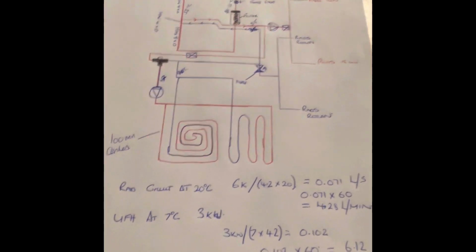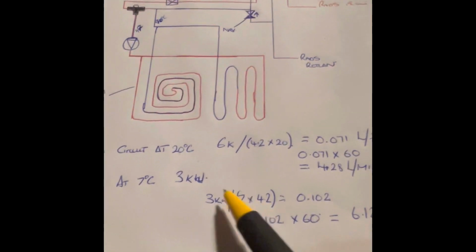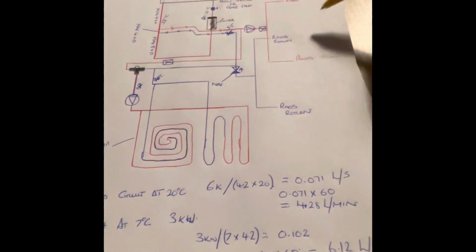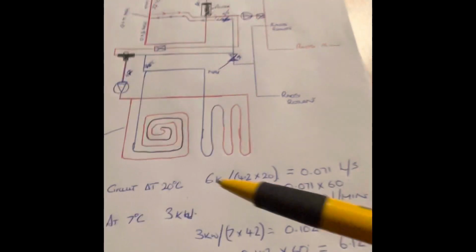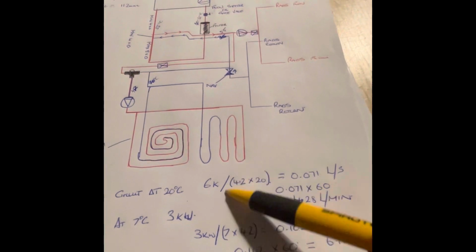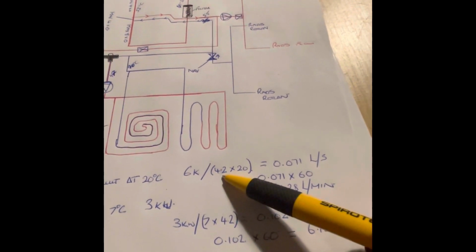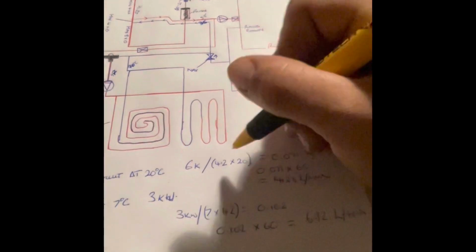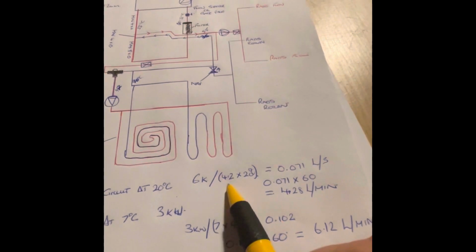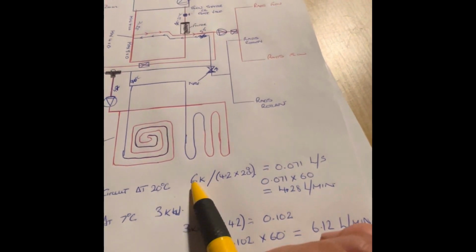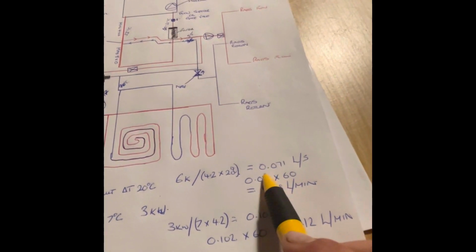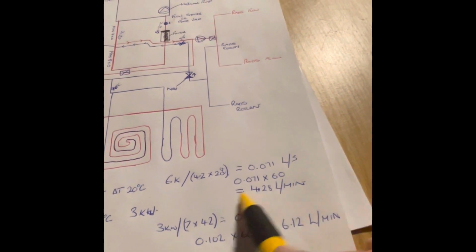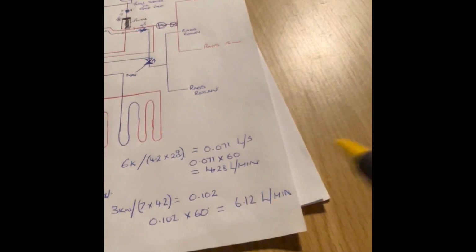So a quick way of working out your flow rates is you've got the kilowatts. Let's say we've got a heat load of 6 kilowatts for our radiators. We take our 6 kilowatts and divide that by 4.2, which is the specific heat capacity of water, and 20 degrees C, which is our DT. We multiply them together first and then divide 6 by that, which gives us an answer of 0.071 litres per second. We want litres per minute, so we times that by 60, which gives us 4.28 litres per minute.